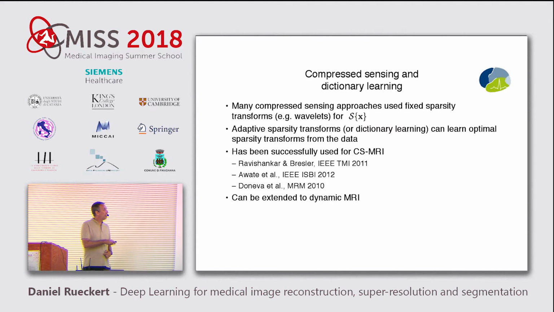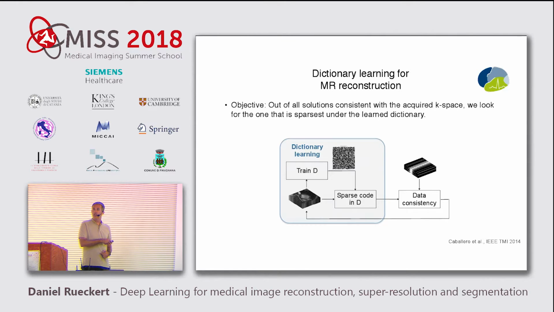I use this dictionary in a sparse way to reconstruct the image, and then I make the image consistent with the measurements in k-space I've made, and I'm going to iterate this process. I'll give you a bit more detail on how this works. The first step is that I'm going to learn my dictionary.